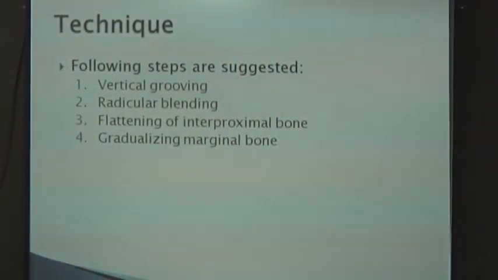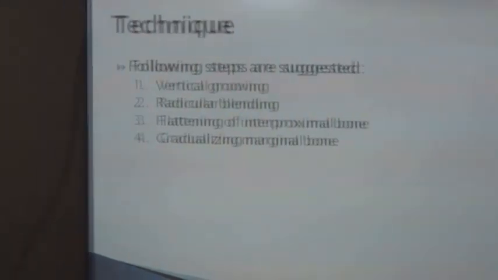What are the techniques you will use? Vertical grooving, radicular blending, flattening of the interproximal bone and gradualizing the marginal bone. These are the different steps we use for resective osseous surgery. This is used only for resective osseous surgery: vertical grooving, radicular blending, flattening of interproximal bone and gradualization of marginal bone.